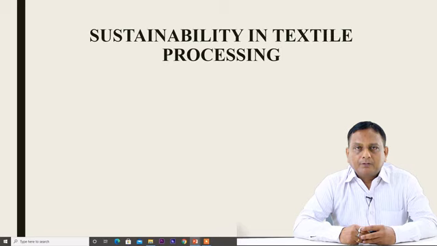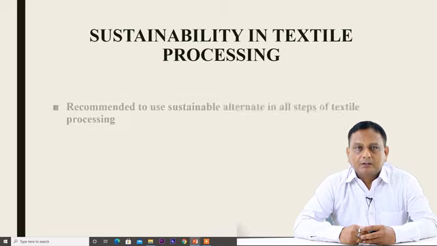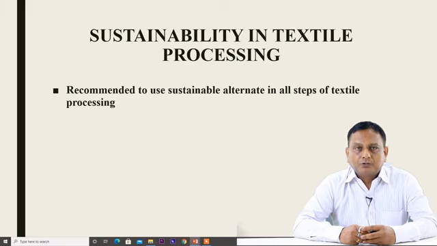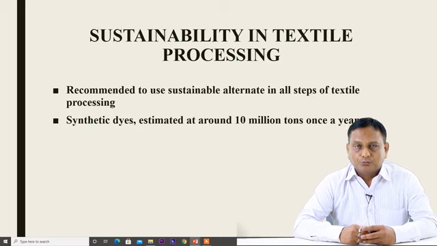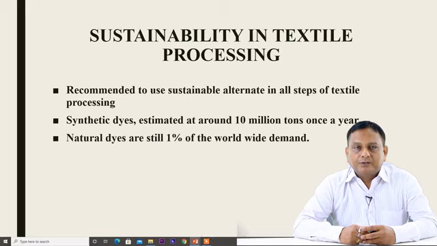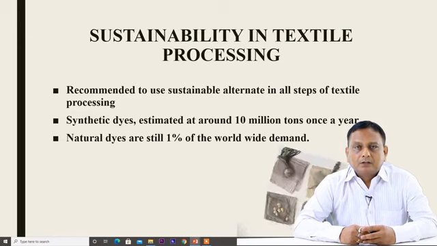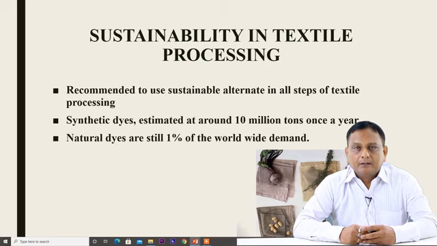Now, when you are talking about sustainable processing in the textile industry, we always talk about sustainable alternatives in all steps of textile processing. If you see the statistics, synthetic dyes, around 10 million tons once a year, are consumed in the textile industry, and natural dyes in comparison are very little. Only 1% of the worldwide demand is produced as natural dyes. Different natural dyes have unique properties with them.